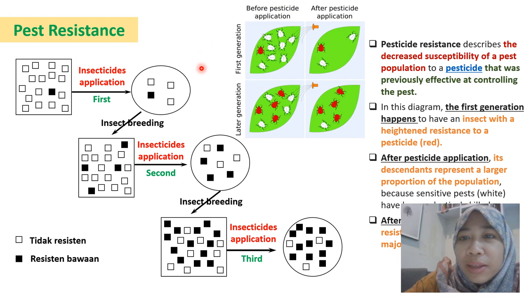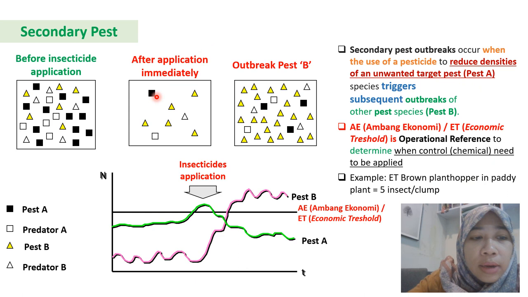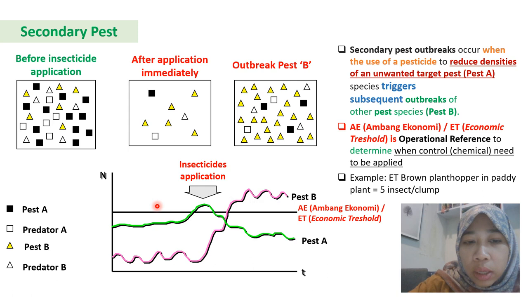Okay, and then this is a secondary pest. As we can see in the graph, N is the amount of pest, and T is time. The dashed line is the economic threshold. What is economic threshold? Economic threshold is the operational reference to determine when chemical control is to be applied. So this is the threshold at which a chemical can be applied.